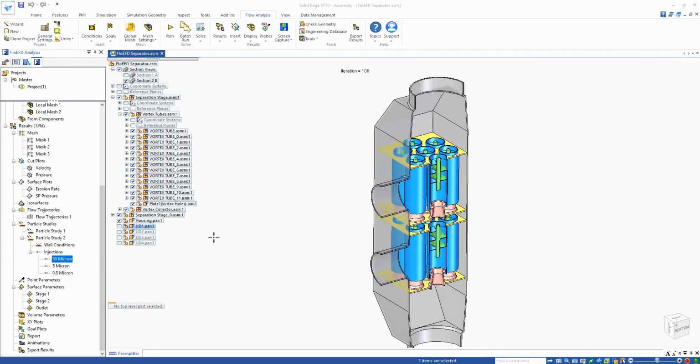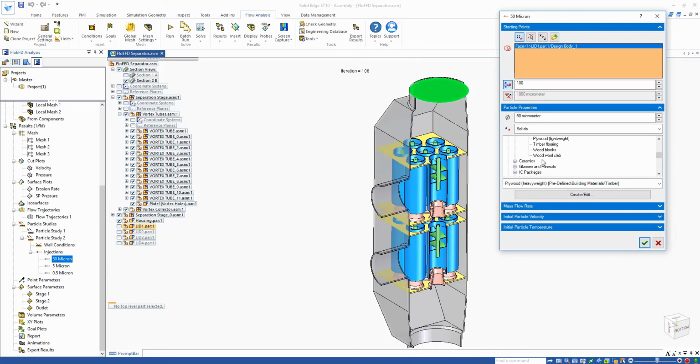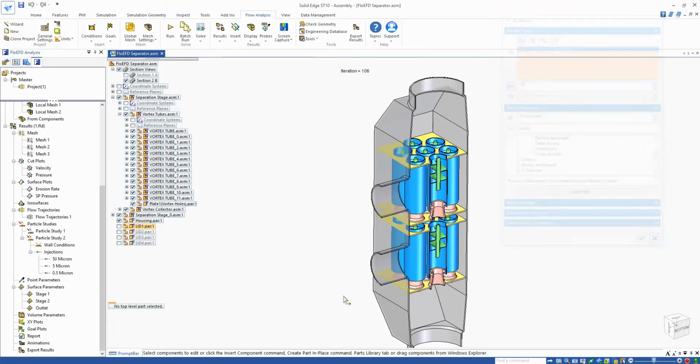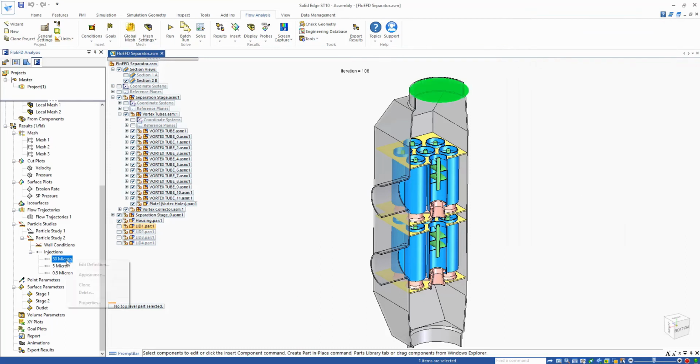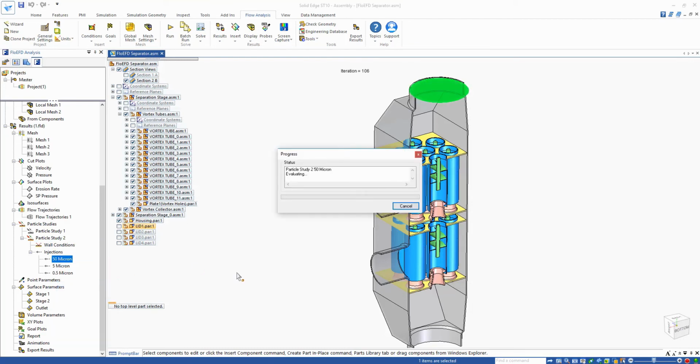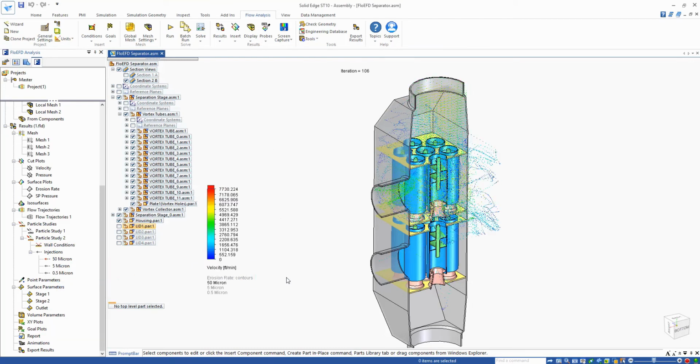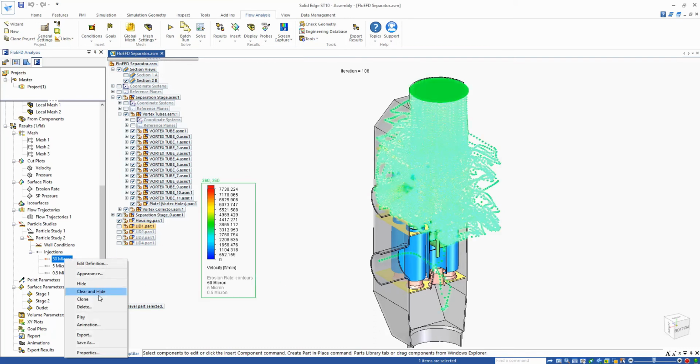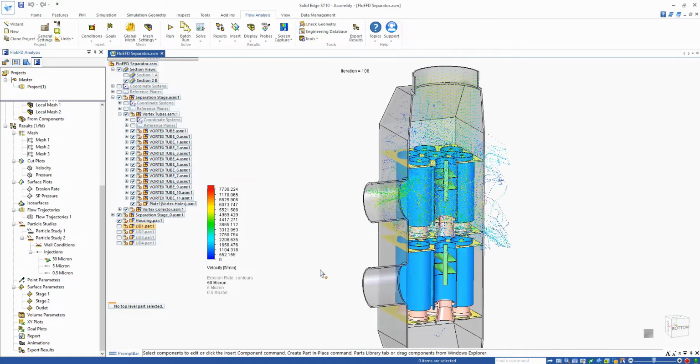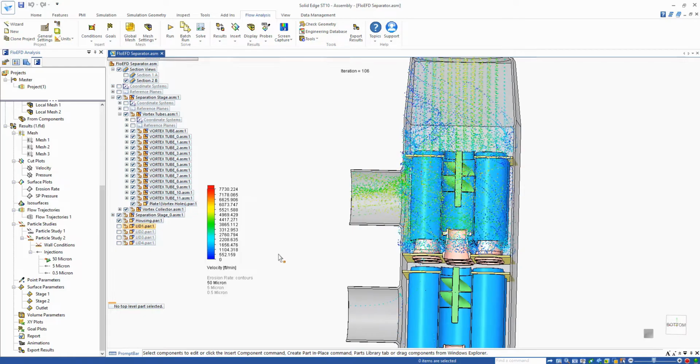If I just edit this, you can see that this is going to be a 50 micrometer, 100 injections, and I've got a plywood material on here at 50 micrometers, and we want to understand what the flow looks like. So let's just activate this, and if we show that now, we can see the particles coming in to our model. This is colored by velocity.